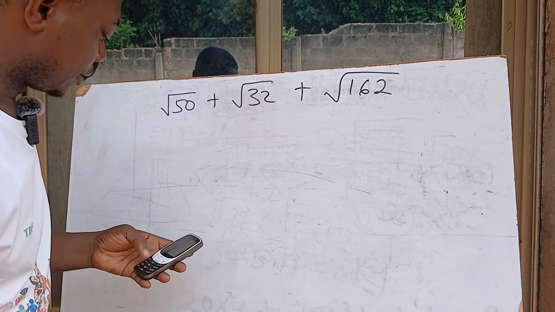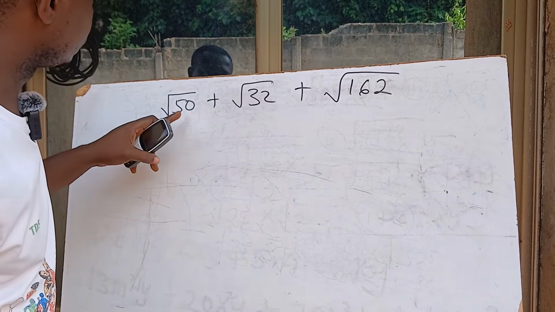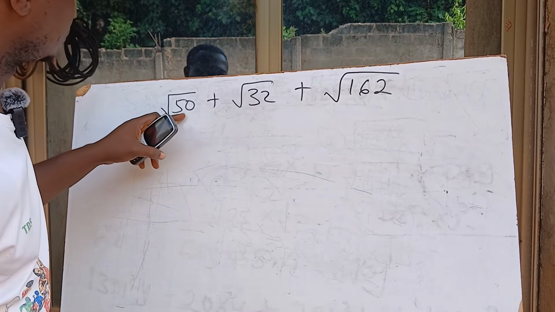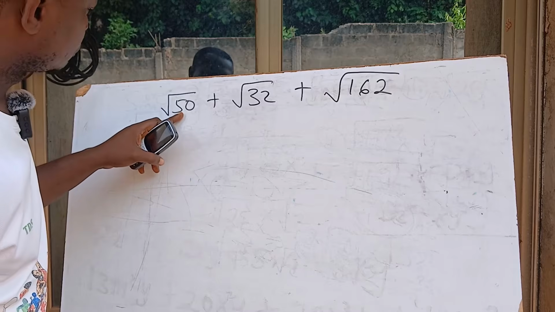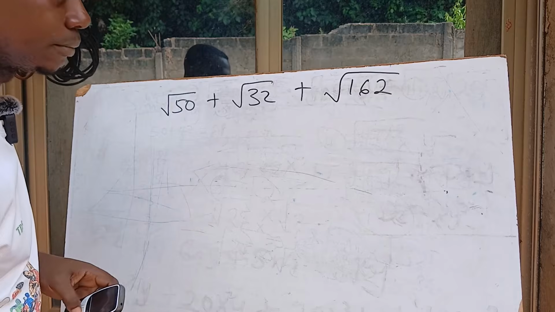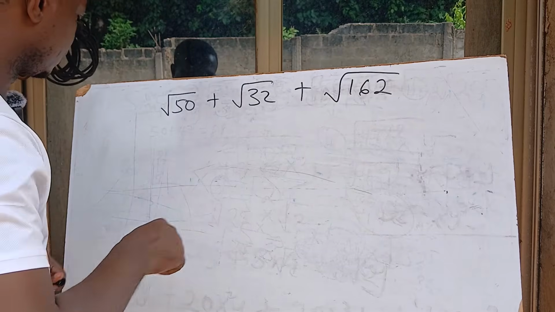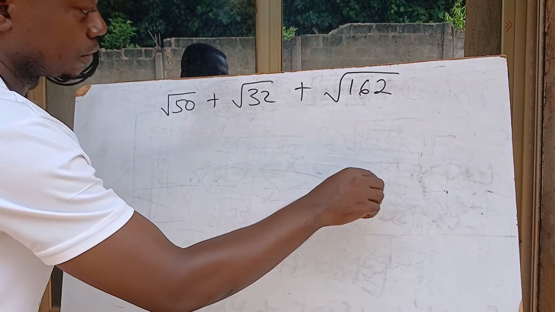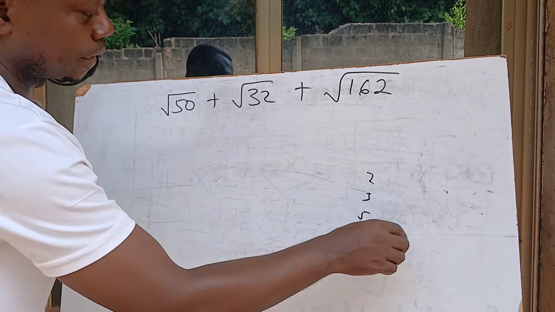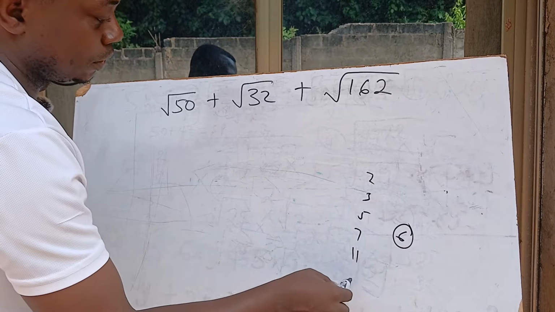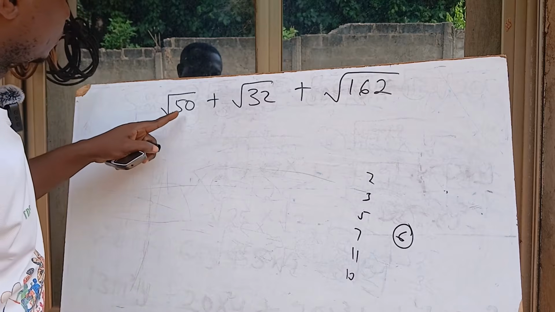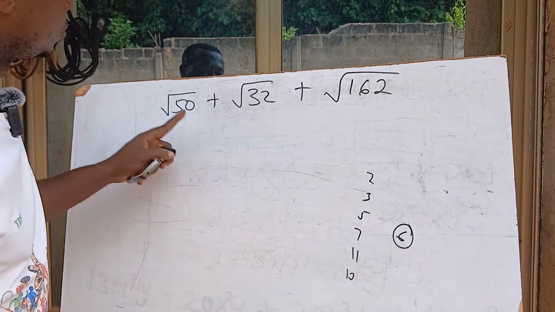Now let's test the first one. We want to write this one as a perfect square and a non-perfect square. So we know 50 is the same as 25 times 2. Of course, we test with the following: 2, 3, 5, 7, 11, and 13, in that order. So when we divide this one by 2, it will be 25.